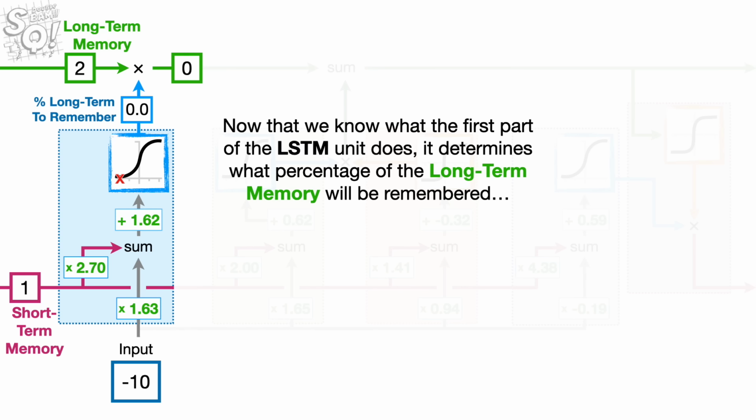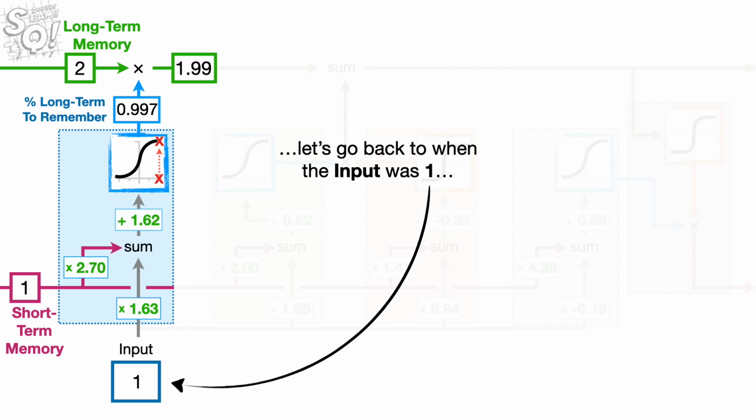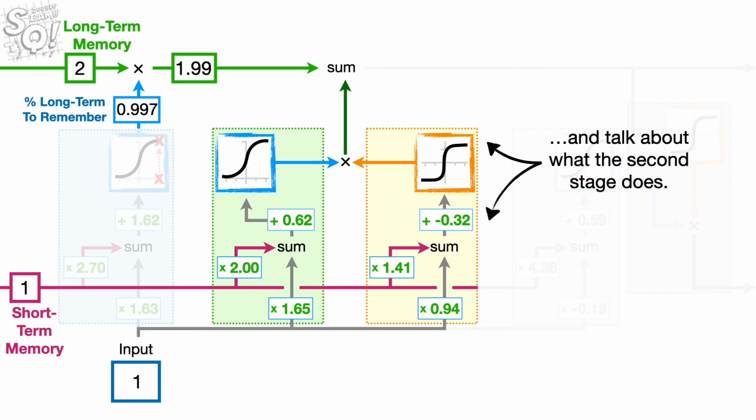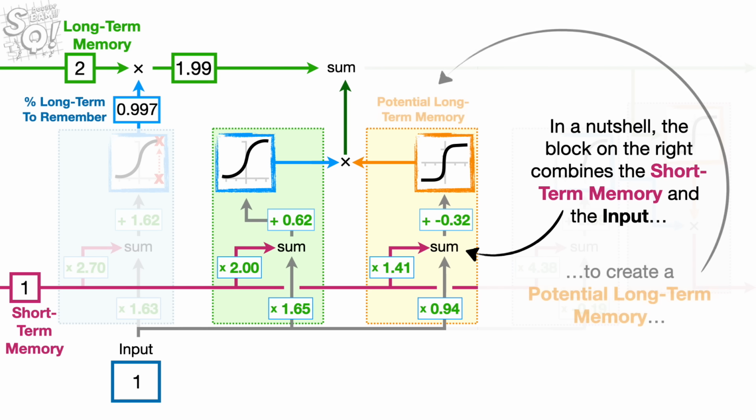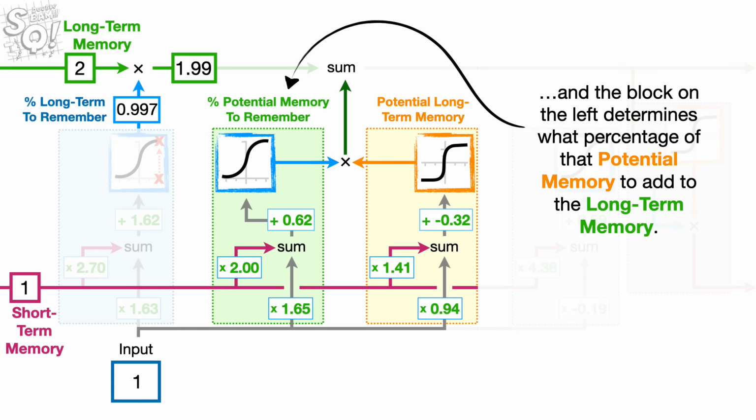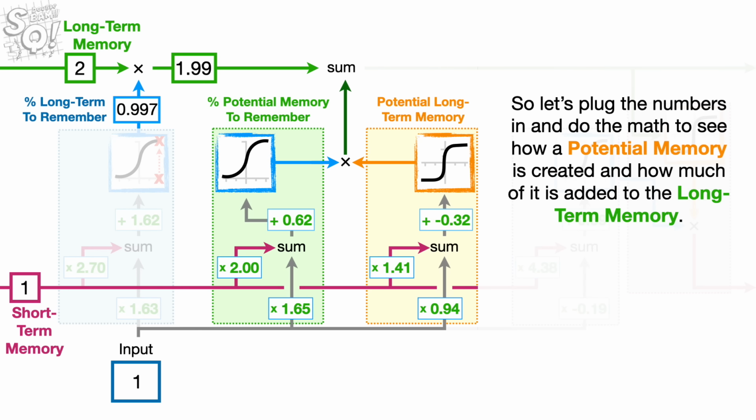Now that we know what the first part of the LSTM unit does, it determines what percentage of the long-term memory will be remembered, let's go back to when the input was 1 and talk about what the second stage does. In a nutshell, the block on the right combines the short-term memory and the input to create a potential long-term memory. And the block on the left determines what percentage of that potential memory to add to the long-term memory. So let's plug the numbers in and do the math to see how a potential memory is created and how much of it is added to the long-term memory.